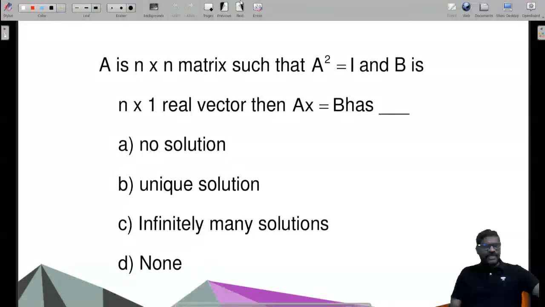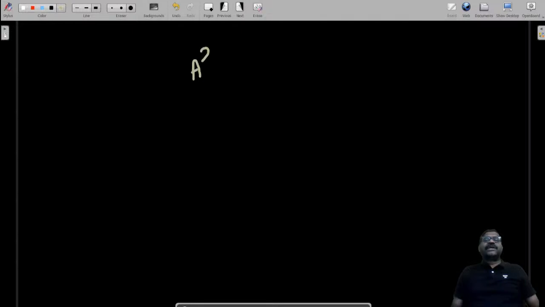Next, A is an n cross n matrix such that A square equal to I. B is an n cross 1 real vector. Then Ax equal to B has. Observe, A square equal to I. That is the given condition.